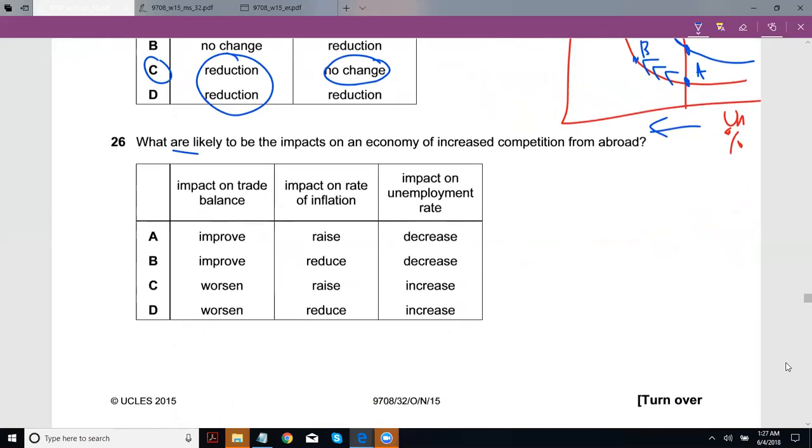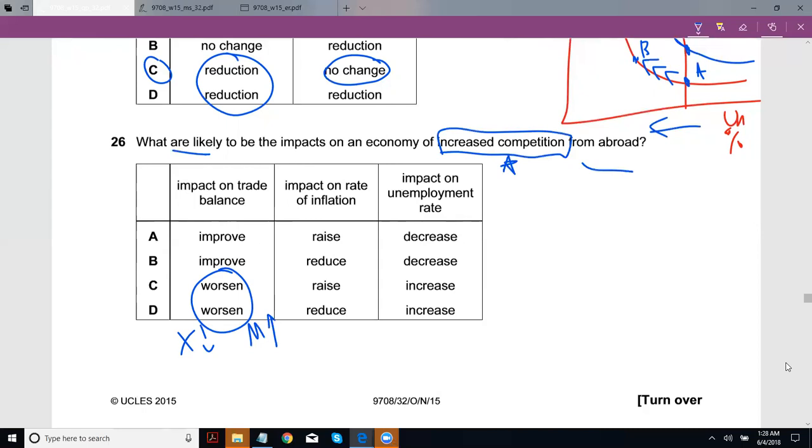What are likely to be the impacts on the economy of increased competition from abroad? Okay, so if there's increased competition from abroad, the impact on the trade balance, I believe that should worsen, right? Because if there's increased competition, it's going to be a little difficult to sell your exports. And at the same time, a lot of people might start importing because, well, now they have a lot of very nice substitutes to what domestic producers are producing. So you could say that that worsens.